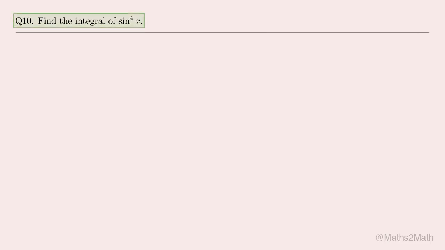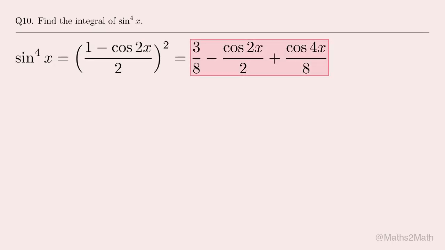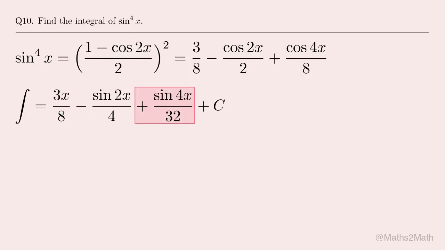Question 10. The 4th power of sine, 2 rounds of half-angle. Square the sine squared identity. Sine to the 4th expands through cosine 2x and cosine 4x. Integrate term by term.